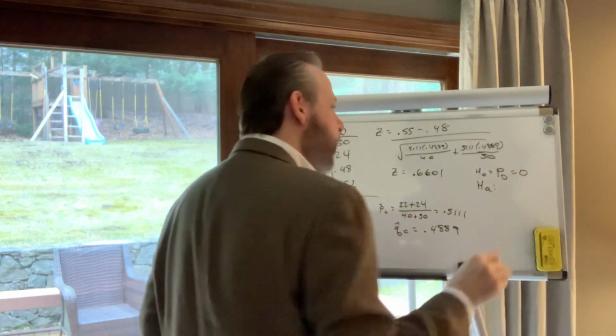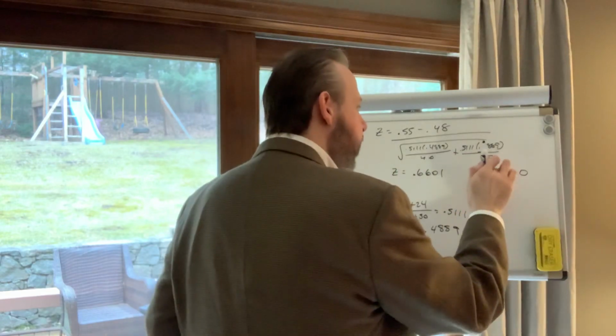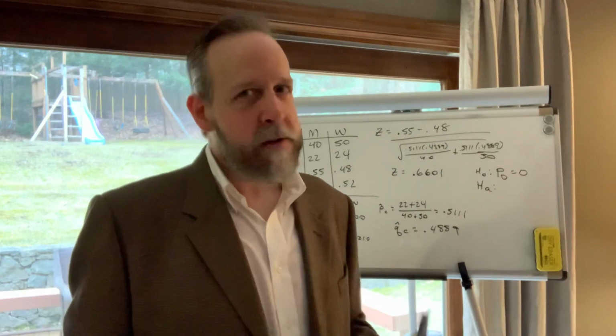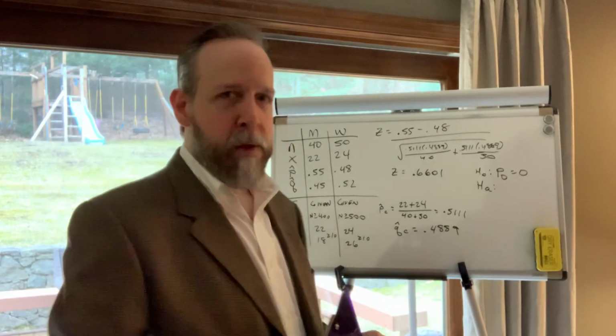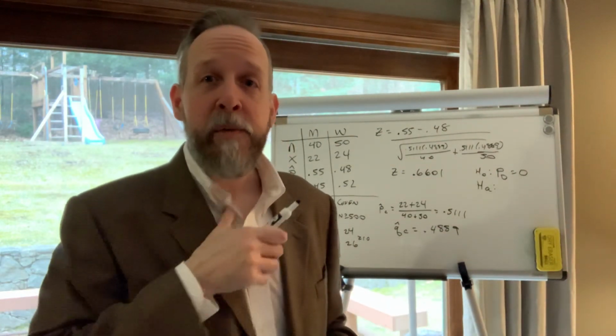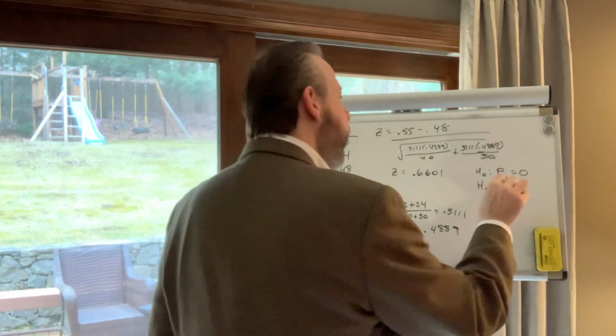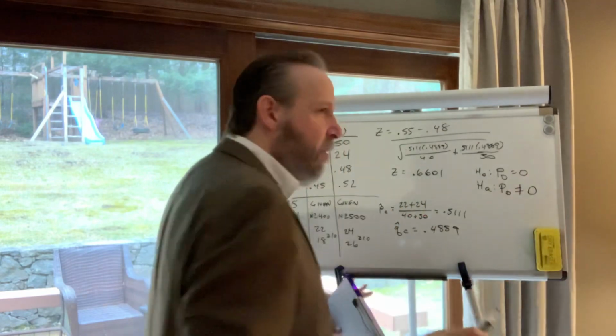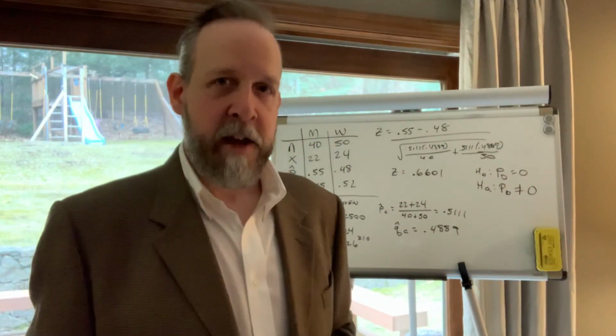The alternate, again, it said, is there a difference? That shouldn't have been an equal, that should have been a colon. Is there a difference? Not, are the men getting caught for speeding more than the women or vice versa? Is there a difference? So what's the alternate? Well, that's that the P sub difference does not equal 0. This one is a two-tailed test.